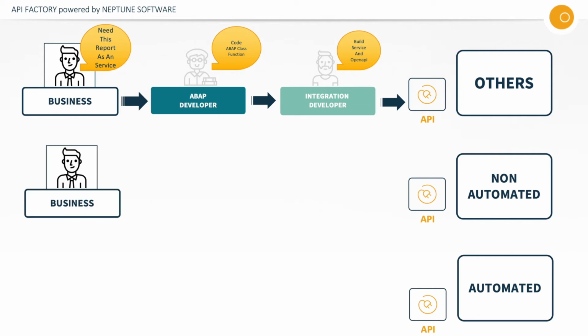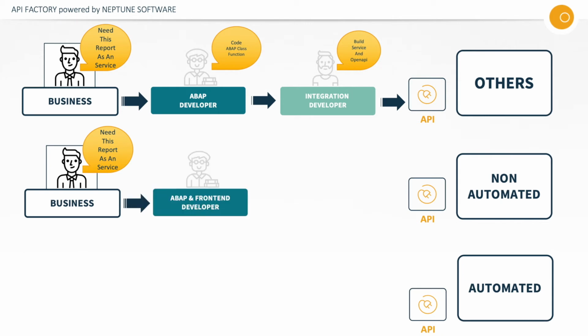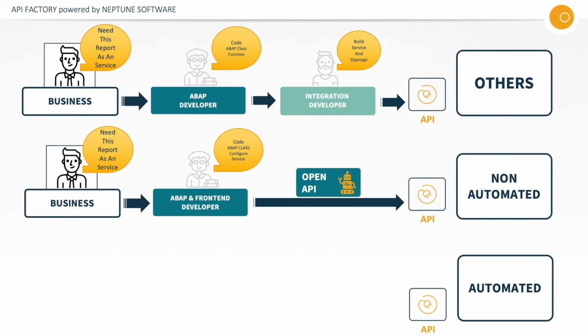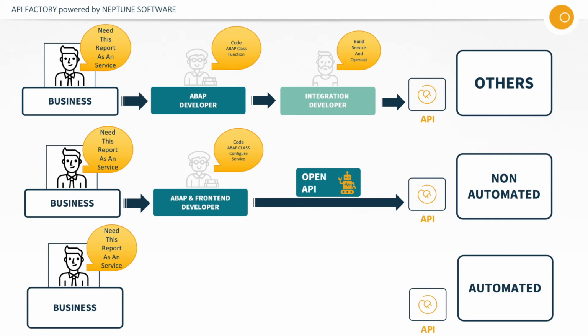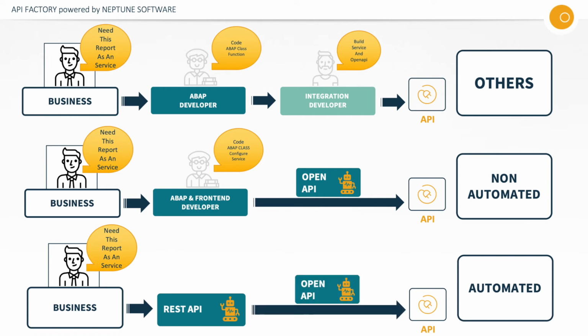The non-automated starts exactly in the same way. The business will ask IT, in this case the ABAP developer, to build the service. And the ABAP developer will then code the ABAP class and also configure the service. Neptune will then automate the generation of the Open API. But the fully automated way is quite simple. The same requirement will be handled directly by an automated REST API generation that will then connect to an Open API automated generation. In the end, you have a fully serviced automated engine to generate APIs.